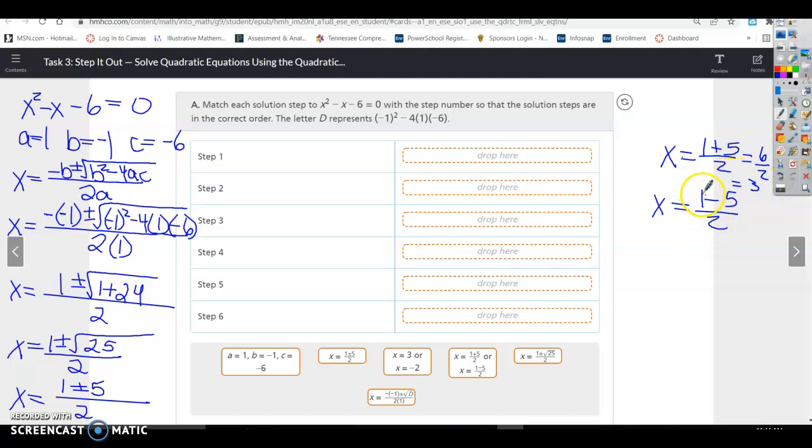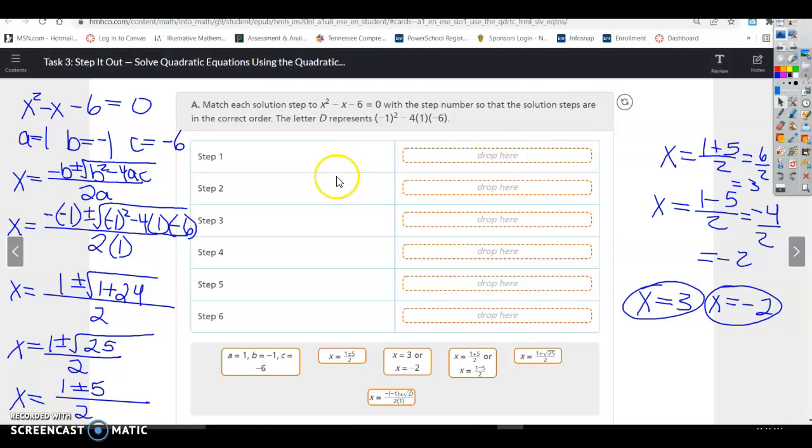And then this is 1 minus 5, so negative 4 over 2, which is negative 2. So I'm going to have x equals 3 or x equals negative 2. So those are my two solutions. All right, so what we want to do is look at what we've done here and see which steps need to be done in which order.